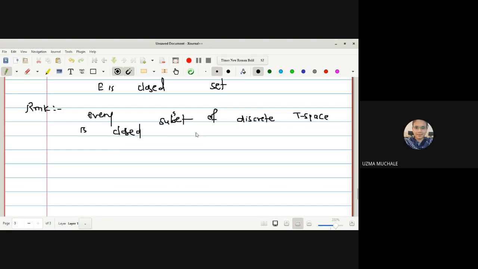Why is this so? Because if you take any subset E, then the derived set of E is always the empty set, and the empty set is always a subset of any set. And hence we can say if you take any subset E of a discrete space, then it is a closed set. Okay, this may again be helpful for your MCQ exams, because we have to remember this statement. So let us go to the properties of a closed set.